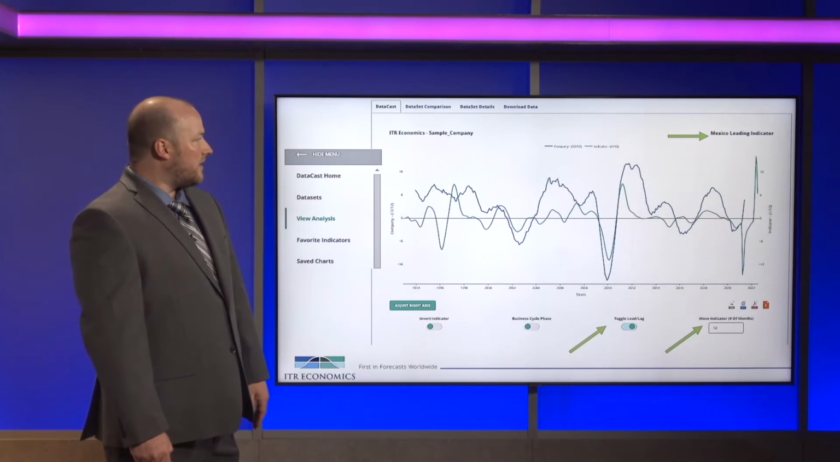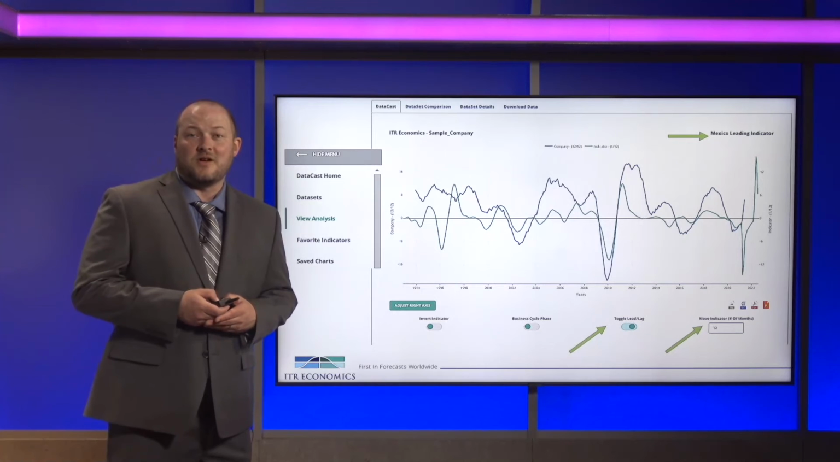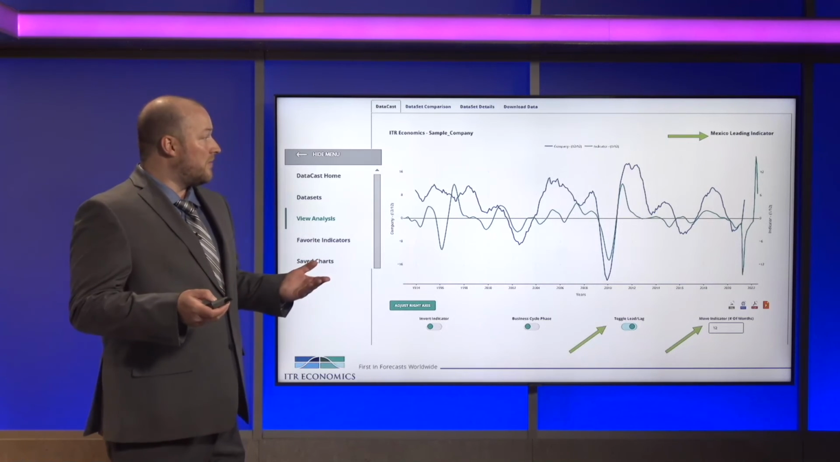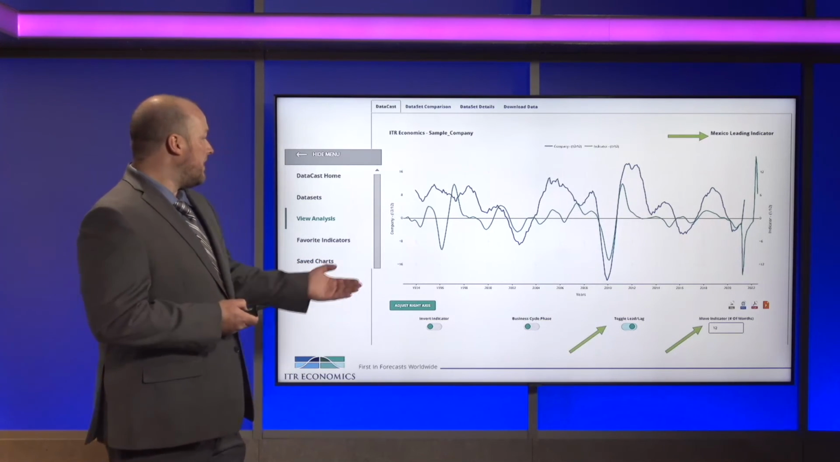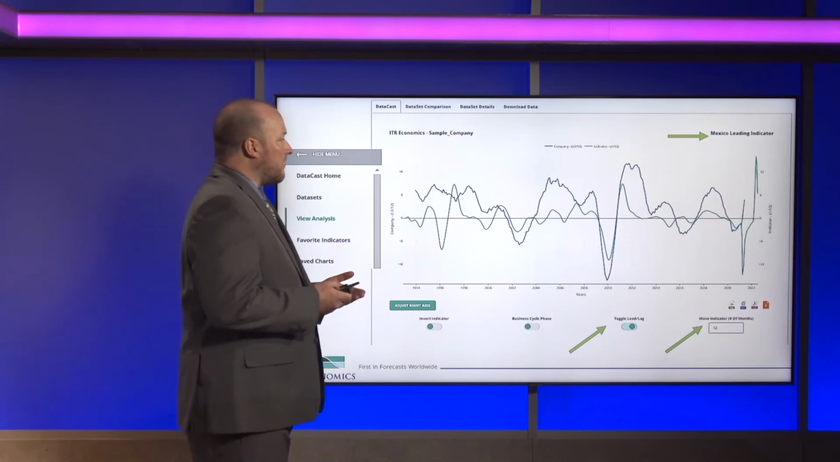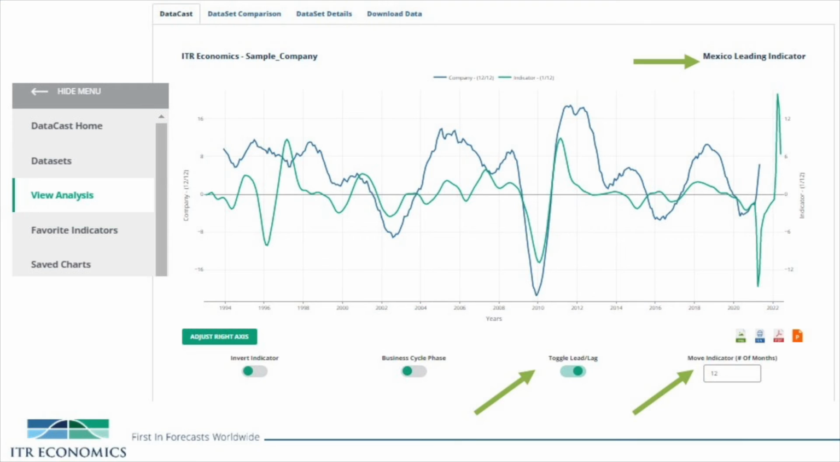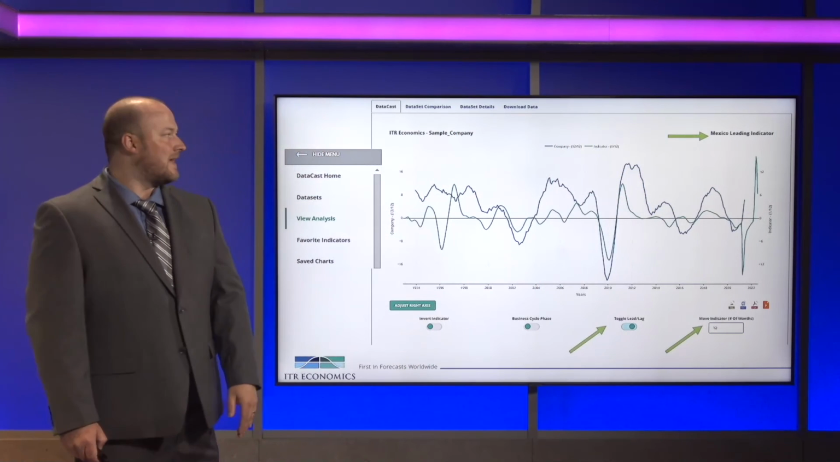Mexico leading indicator. Of course, you want to ask yourself, is this logical? Does your company do business in Mexico? Maybe they export machinery to Mexico, I don't know. But if you look at this, not such a great fit, right? Some alignment here, but you've got this great big trough here in the leading indicator, and that did not happen in the company data set.